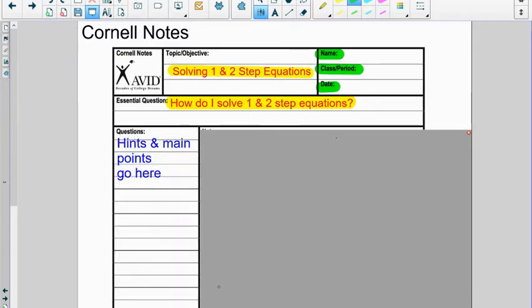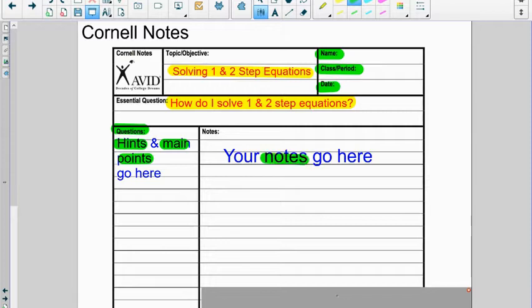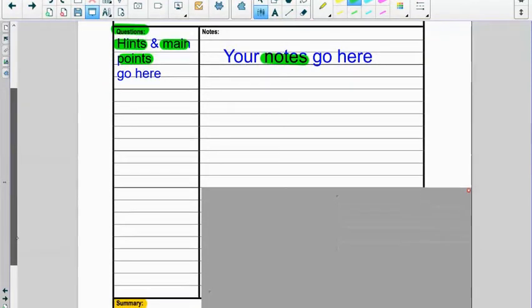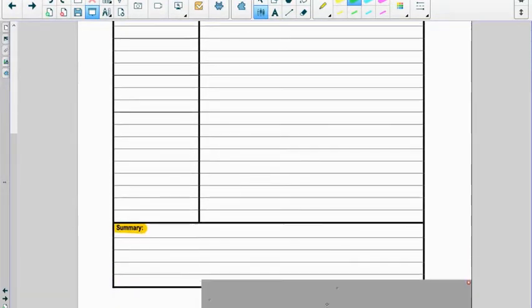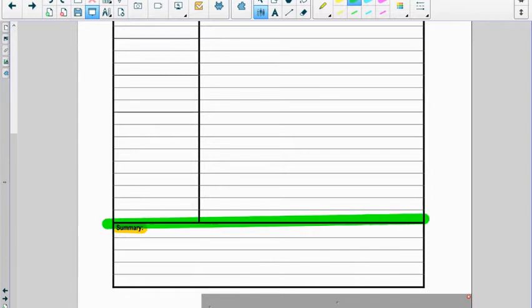Next, I want to point out that we can take our main section of notes, so the lower part of your paper, and split it into 1/3 on the left and about 2/3 on the right. On the left-hand side of your screen, you'll have questions, hints, and main points, main ideas. On the right-hand side is where we put most of our notes. Then at the very bottom, at the end of your notes, when you're all done, you can draw another line across your paper, and below that line goes your summary.